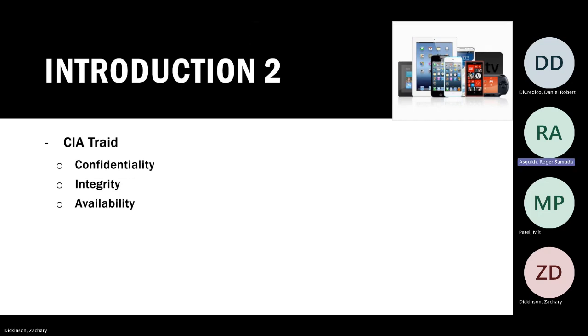Okay. When it relates to mobile devices, the CIA triad is very important because it is used to keep devices and applications secure. The C in CIA triad stands for confidentiality, I stands for integrity, and A stands for availability.